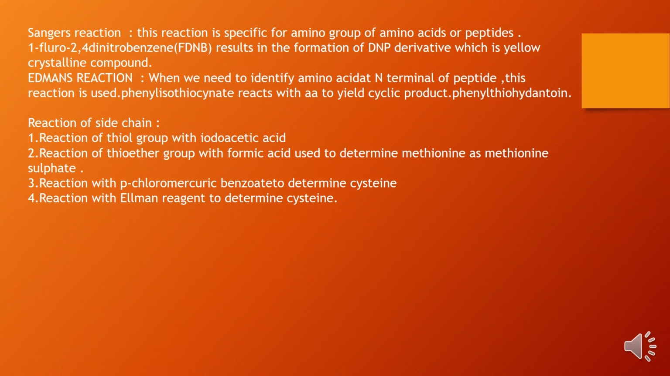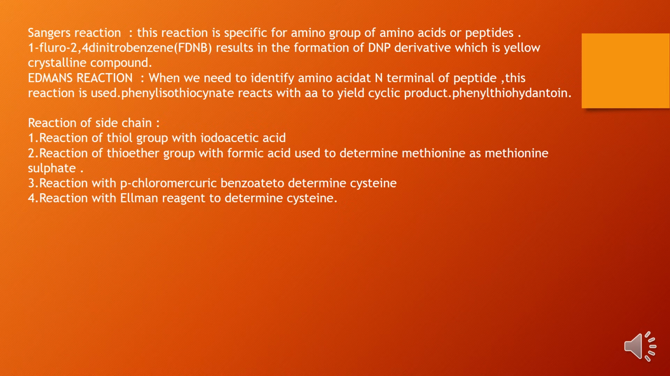What is Sanger's reaction? This reaction is specific for the amino group of amino acids or peptides, using 1-fluoro-2,4-dinitrobenzene, FDNB. You can get a question asking for the full form of FDNB. So it's 1-fluoro-2,4-dinitrobenzene. It results in the formation of a DNP derivative, which is a yellow crystalline compound.